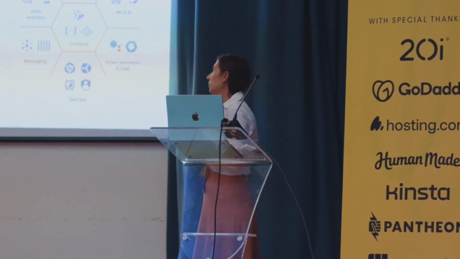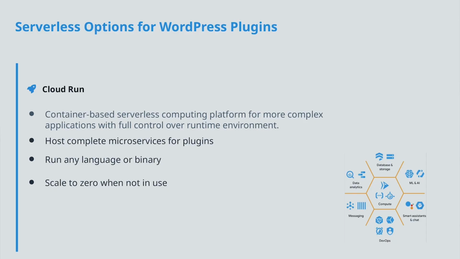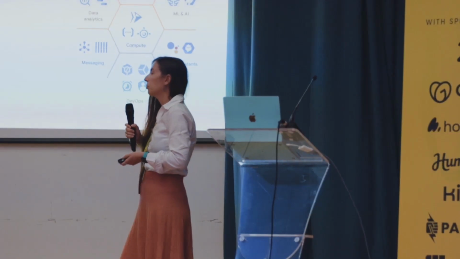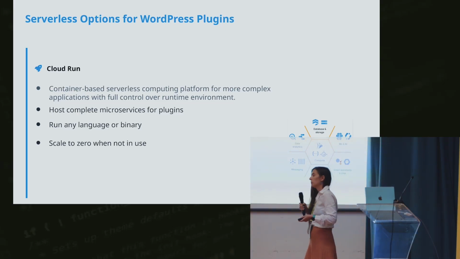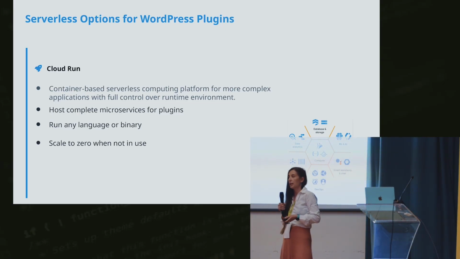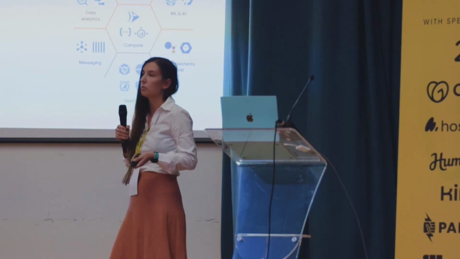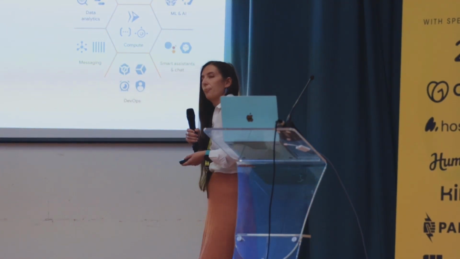If you need more control, you can use Cloud Run. That's a container-based serverless platform where you have more control over the container, the setup. You can run any language or binary on it, and you can scale from 0 to many instances in traffic spikes. You also don't pay anything when the instances are not used.